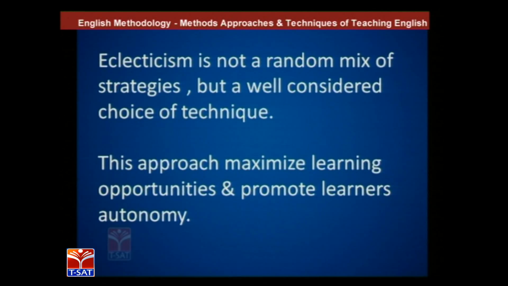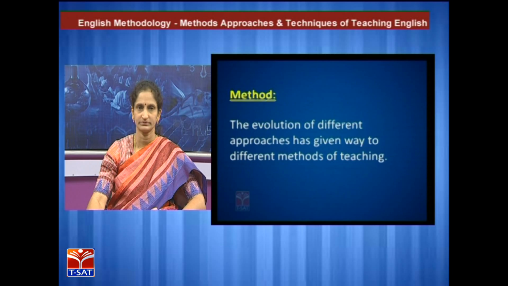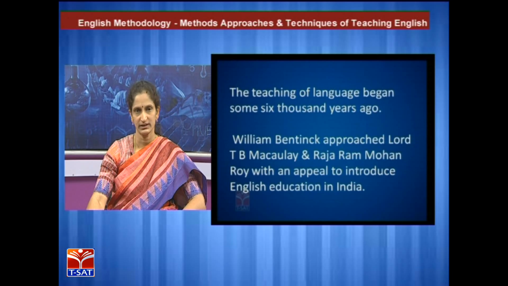By this approach, the students' weaknesses and strengths are assessed by the teacher. That is maximizing learning opportunities and promoting learner autonomy. So, by this we conclude that these are the different approaches. The next part is talking about the method. Here, the method is an evolution of different approaches and has given way to different methods of teaching. In this, we have to look into different types of methods.